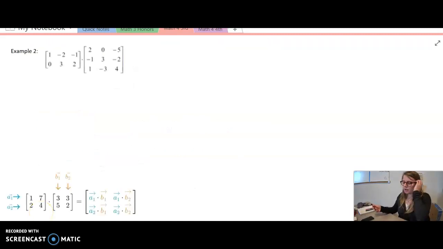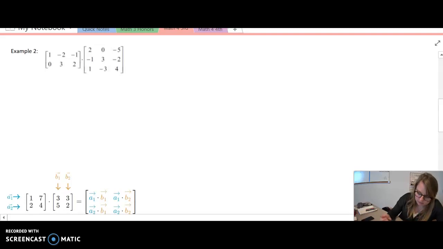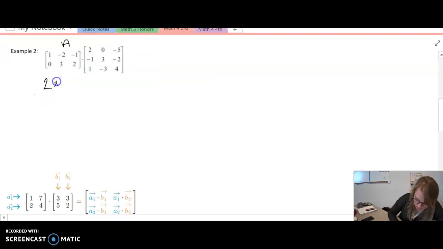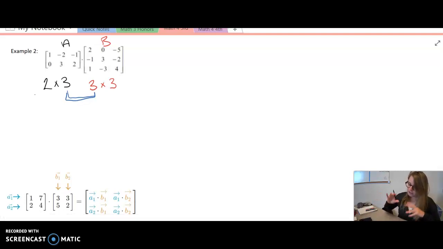Alright, so now let's do something where it's not just a 1 by 1. It's going to be a 2 by 3 and a 3 by 3. So my first matrix, I'm going to label it A, is going to be 2 rows by 3 columns, and then matrix B is going to be 3 rows by 3 columns. Now I've got to check those inner dimensions, and they are the same, so we are allowed to multiply them. Okay, so let's expand this just a little bit so that we can understand it.